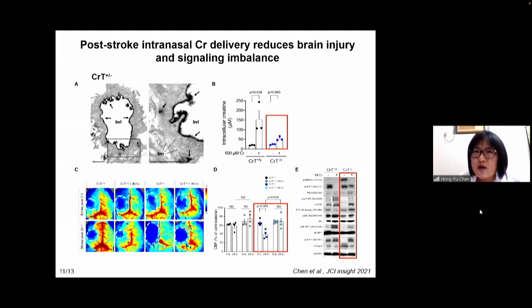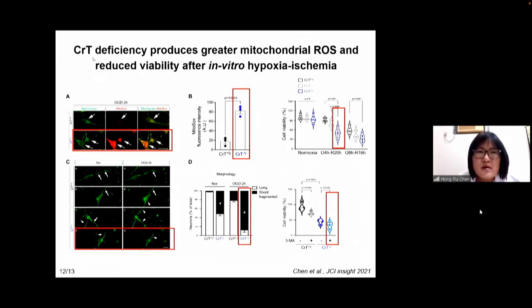Also, when we do the intranasal creatine delivery, it can rescue the cerebral blood flow, as you can see here, and also correct the autophagy and mTOR signaling pathway differences. Additionally, when we apply the creatine transporter knockout neurons to in vitro hypoxia ischemia, we also see that the creatine transporter deficient cells produce greater mitochondrial reactive oxygen species and also have reduced viability after hypoxia ischemia challenge.